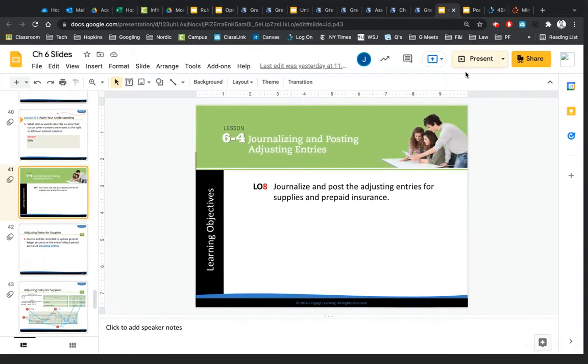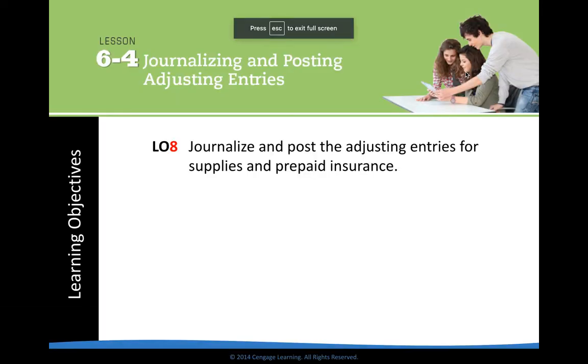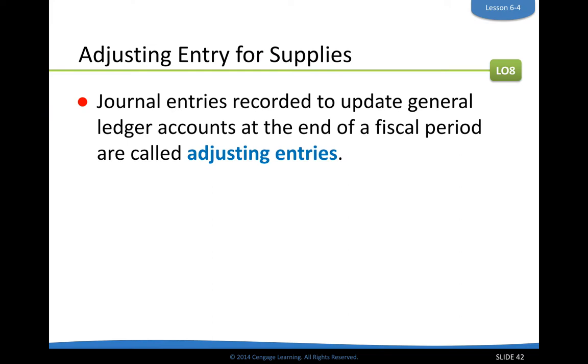All right, so 6.4 is all about journalizing these adjusting entries that we made. If you remember, we adjusted two different accounts. We adjusted supplies and we adjusted insurance. We moved some of that money from those two asset accounts into their own expense accounts. And so we need to write them in our journal so that we have a record of them.